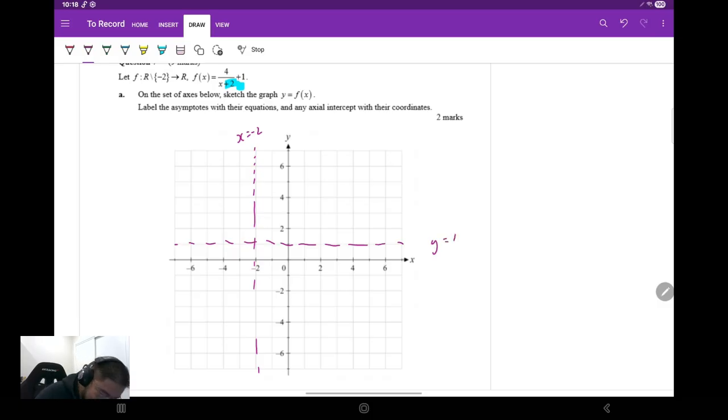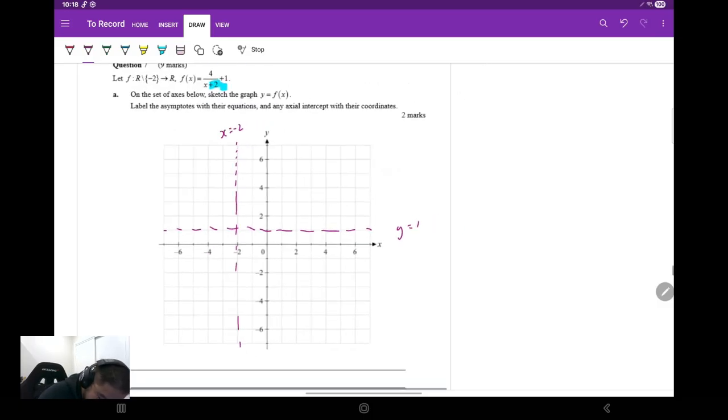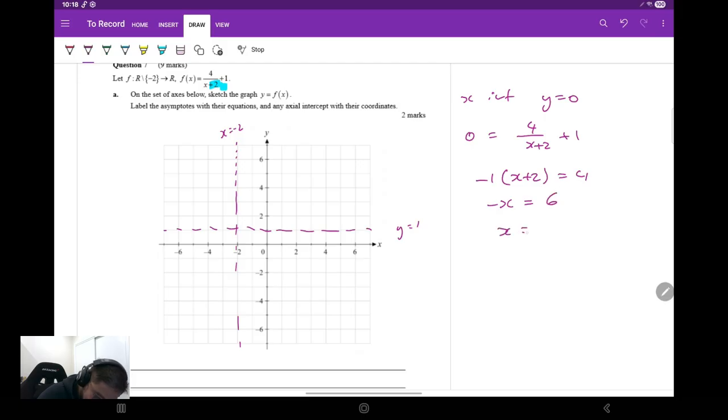And then I'm going to find my intercepts. For the x-intercept, y = 0. So we get 0 = 4/(x + 2) + 1, so -1(x + 2) = 4, so -x = 6, x = -6. And my y-intercept is at x = 0. We get 4/2 + 1, which is equal to 3. So my y is equal to 3.